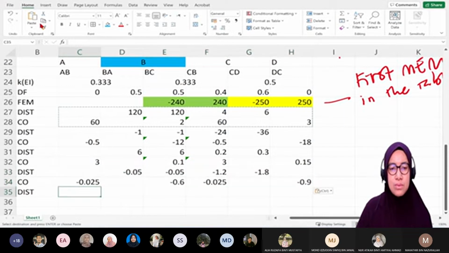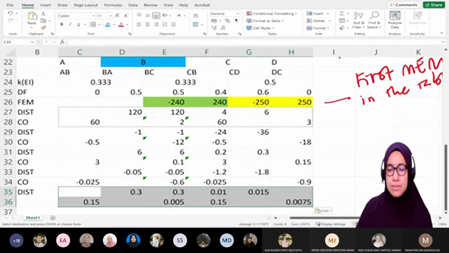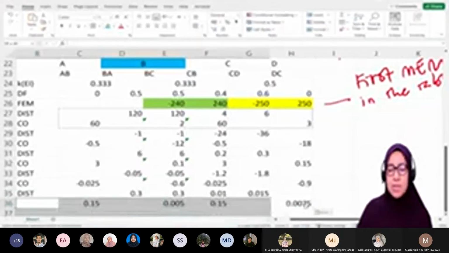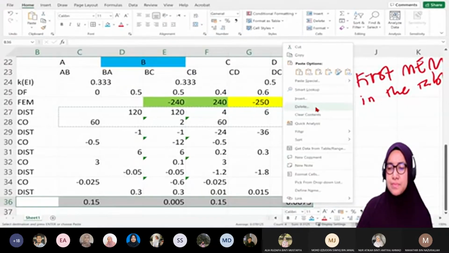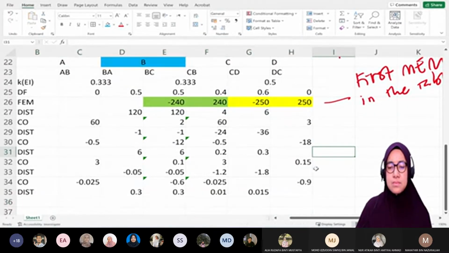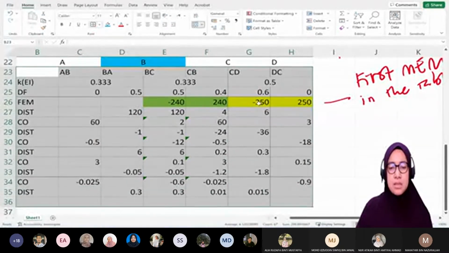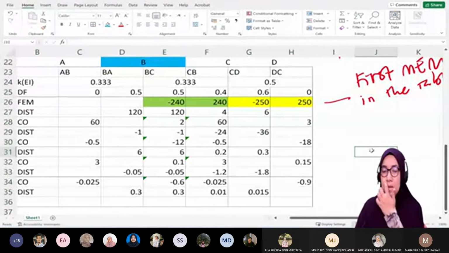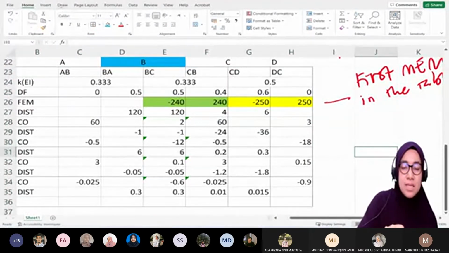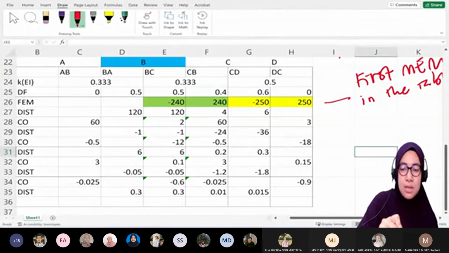Okay, one more. Okay, more or less, 0.3, 0.3. So the last must be distribution. So this is the table. Kita tengok step yang tadi ni, step dekat sini. Dekat sini ya, kita tengok step dekat sini.